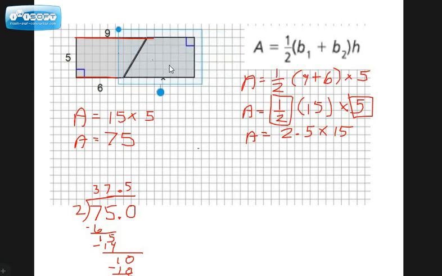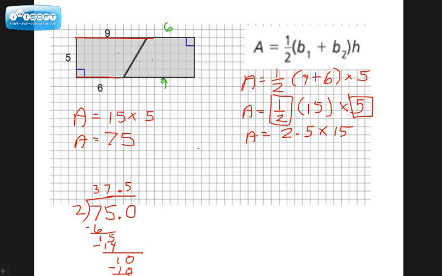Now if I was interested in finding the area of that rectangle, if this is 9, that means this is 9. And if this is 6, that means this is 6. If we were to find how long this whole line is, we would add these two numbers together, and wouldn't that be 15? And this is the height, because it's perpendicular to the bases, of 5, and we would multiply that together and get 75.